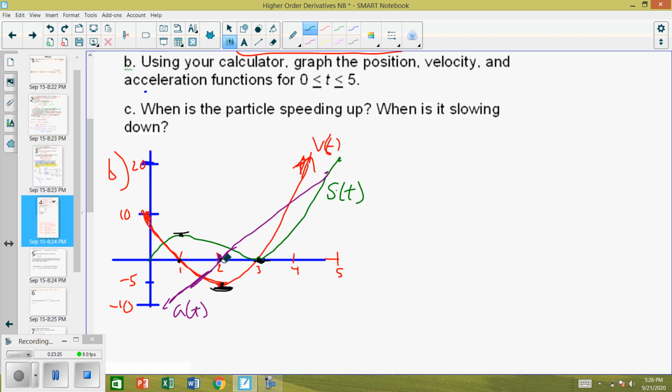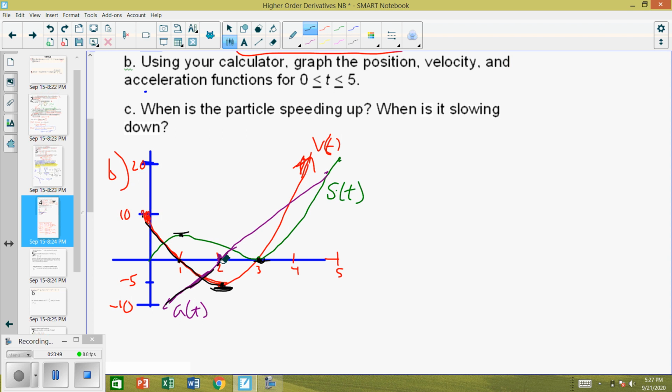And one last little connection I'll make. Notice how to the left of 2 on V of t, it's decreasing. You see how it's decreasing here? And then notice how A of t is negative for that entire interval. It's because the slopes are negative, so A of t is going to be negative. So these are all great connections to be making at a later date.